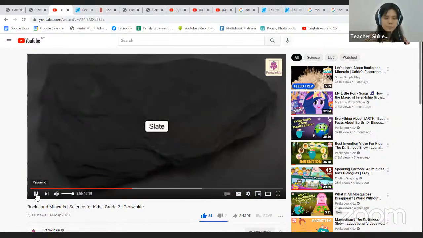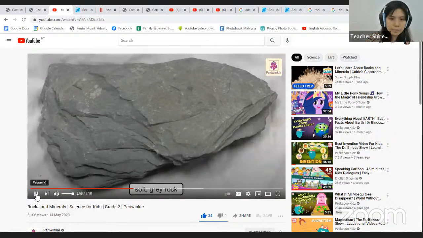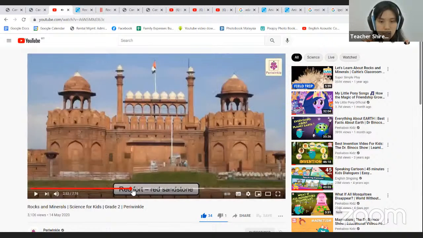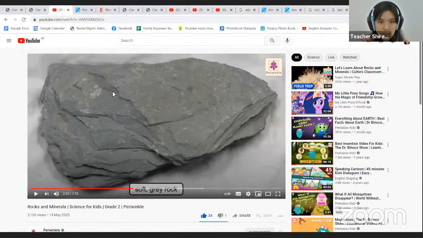Slate. It is a soft grey rock. If you notice slate over here, it's always like one line, one line, one line. Slate can be underneath the ground where the seawater flushes in and out, flush up, flush down. That's why it becomes many layers. So this one is not very strong, because it can chip.